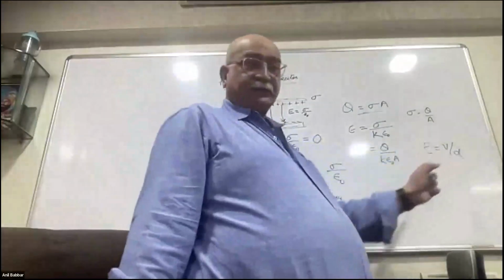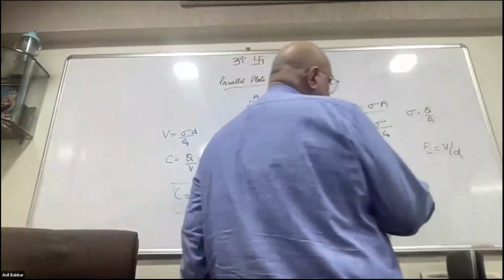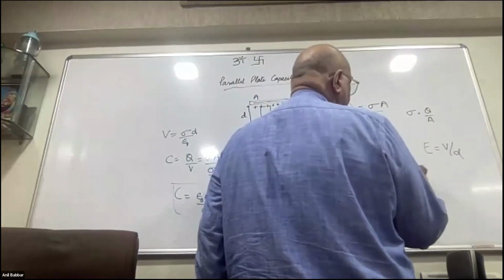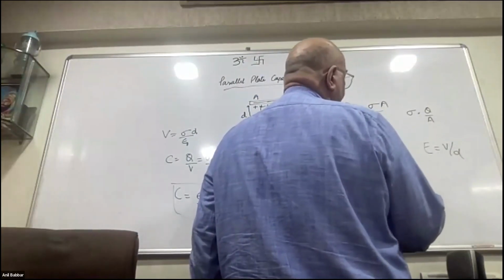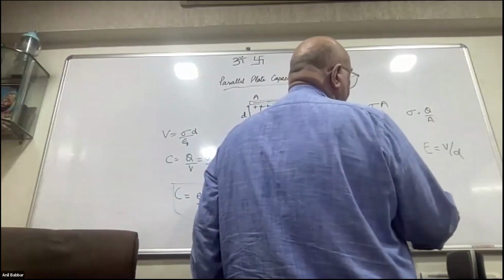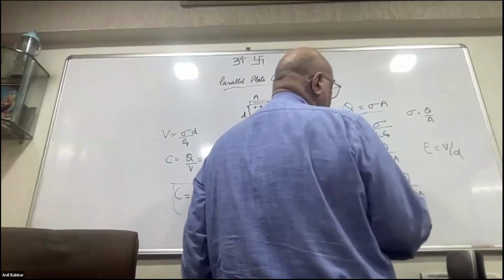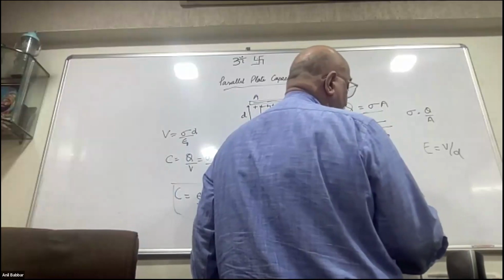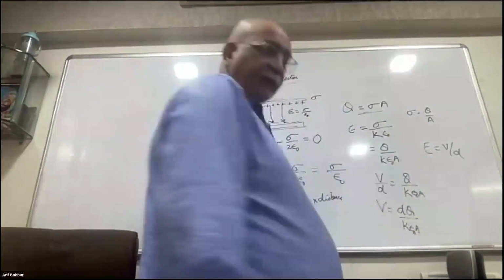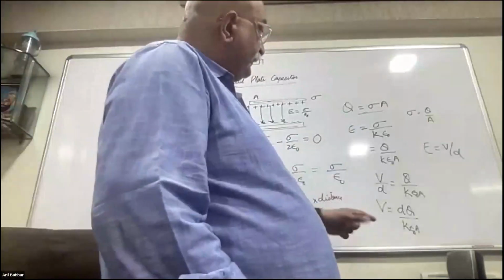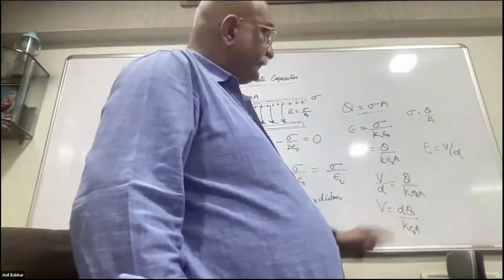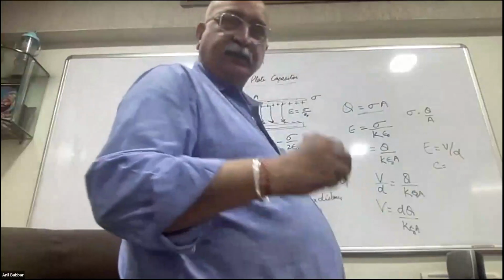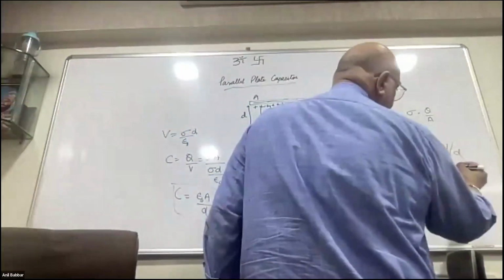Now let's equate these two equations. So on equating, we get V by D is equal to Q upon K epsilon naught A, or V is equal to D Q upon K epsilon naught A. Right? Now we need to find the capacitance. This is the potential difference. So the capacitance will be C is equal to what? Q by V.